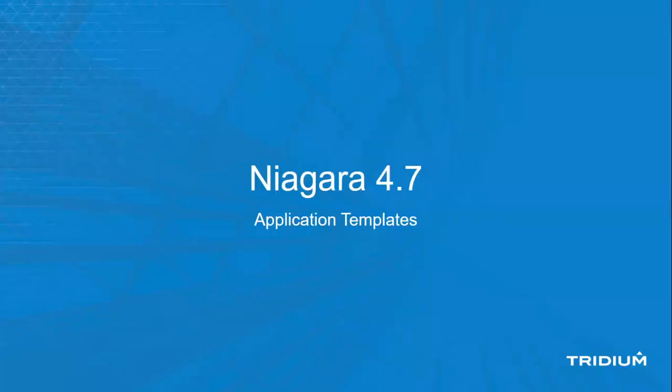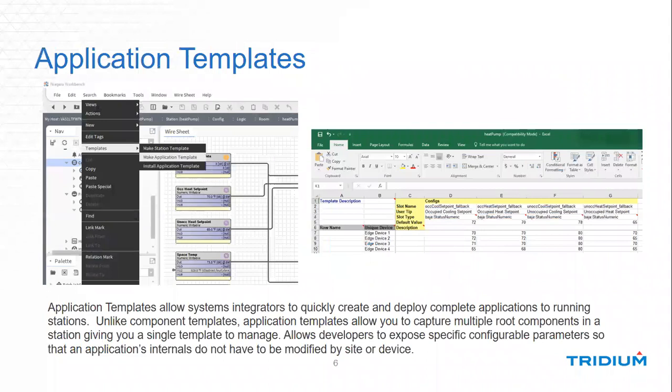So the first thing, a new feature came out in 4.7 called application templates. Templates themselves are not a new concept to Niagara. We've had templates in Niagara for quite some time. We've had component templates, which allow you to take, I guess, a snippet of a station and then apply that to other stations as you wish. We also have station templates, which give you a starting point for a station that you can use.